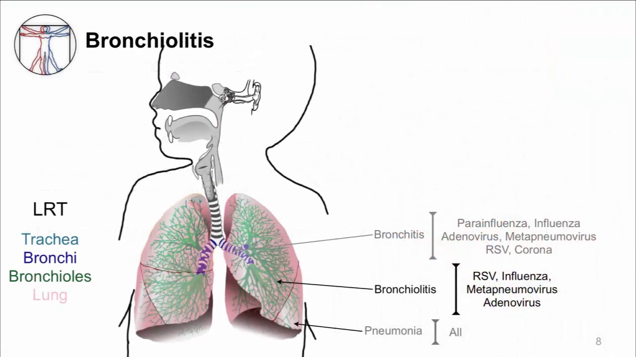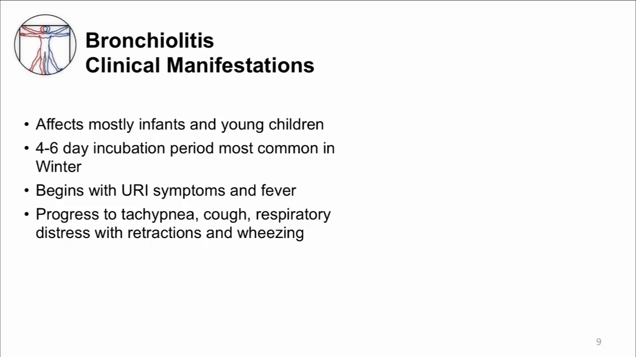Now we're going to discuss bronchiolitis. This is the inflammation of the bronchioles that are narrower than bronchi. Any of the viruses that we have discussed can cause bronchiolitis, but the hallmark virus is RSV. Bronchiolitis mostly affects infants and young children and has a 4 to 6 day incubation period, which is when the virus colonizes the infant asymptomatically.